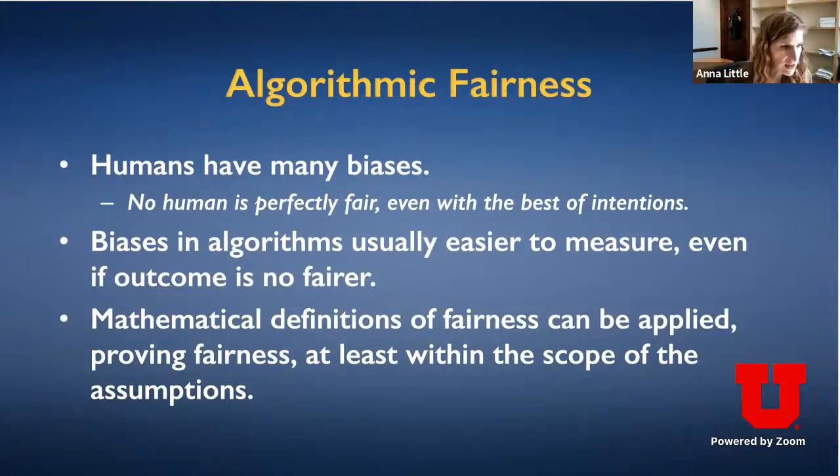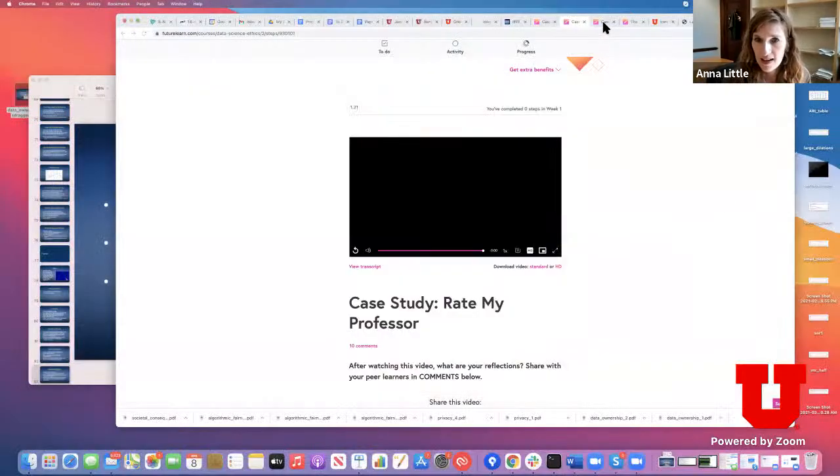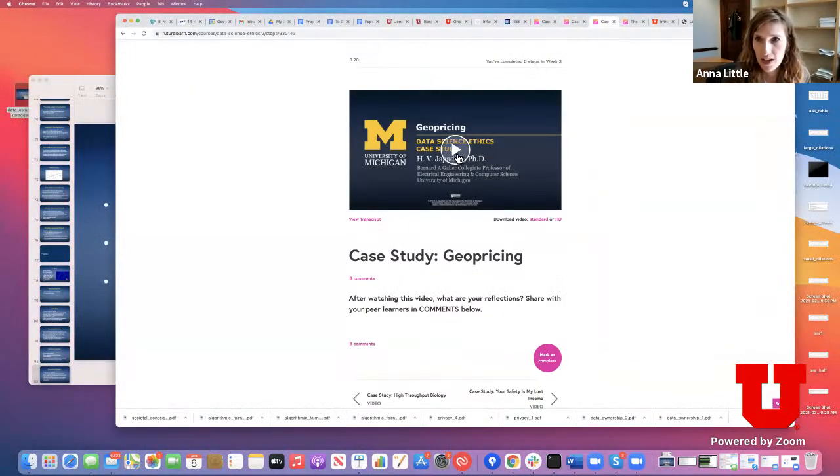Okay, so let me do that last case study, because I think that one is really interesting. Because this is one on unintentional discrimination.